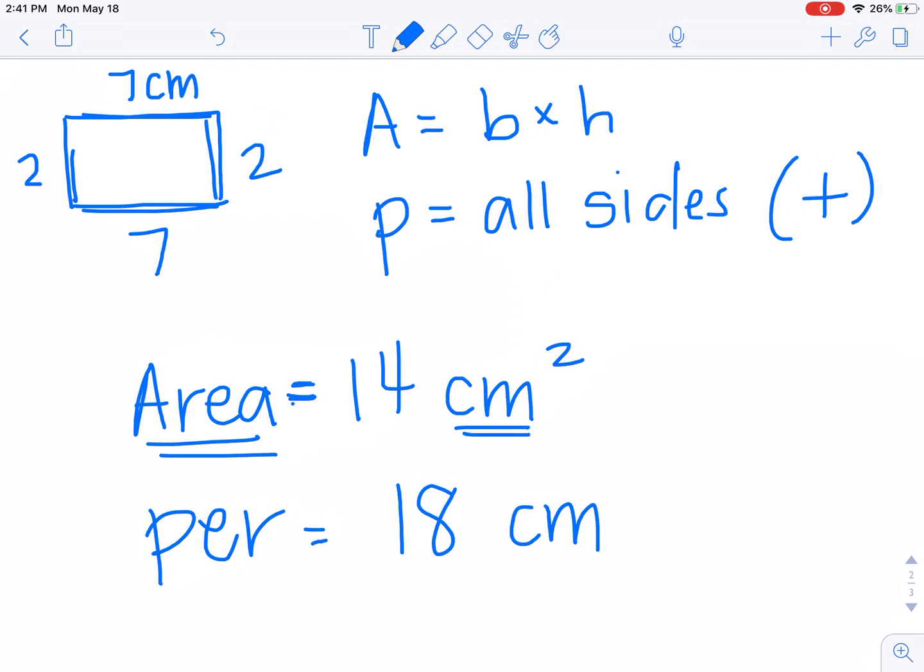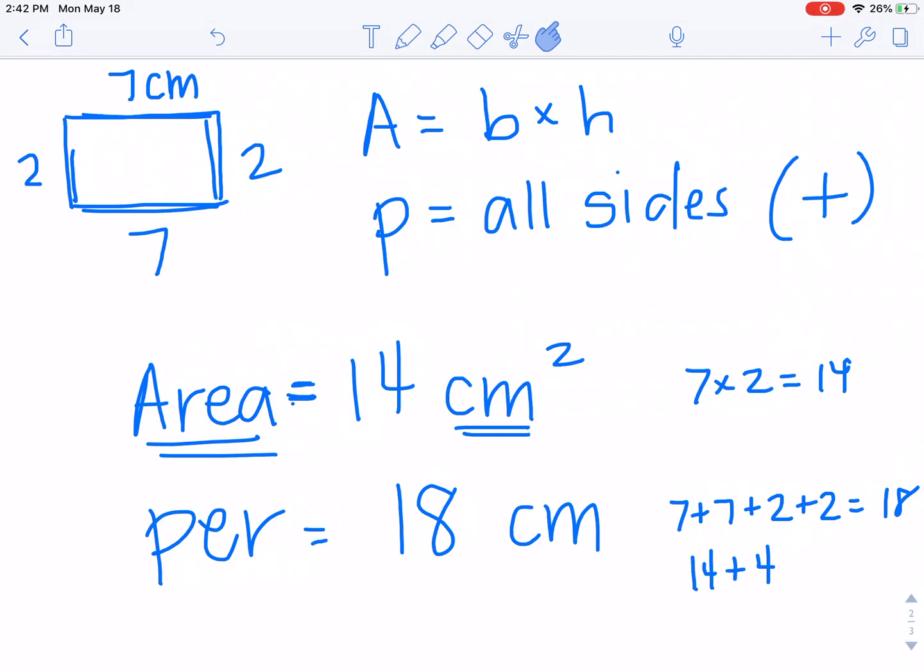So the number model for the area would have been 7 times 2 equals 14. And for the perimeter, you would have written 7 plus 7 plus 2 plus 2 equals 18. That's the number model. Or you could have said 14 plus 4. That's fine with me too. But that's what the number model means. So how did you get it? Remember, area is base times height. Perimeter is adding up the sides.